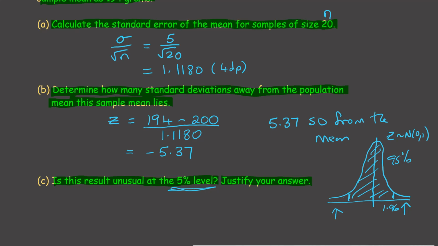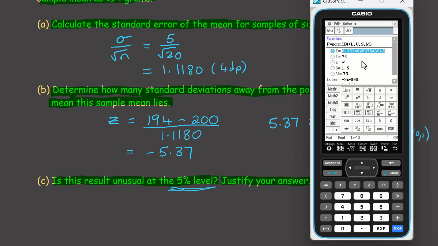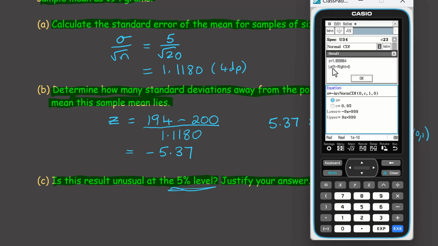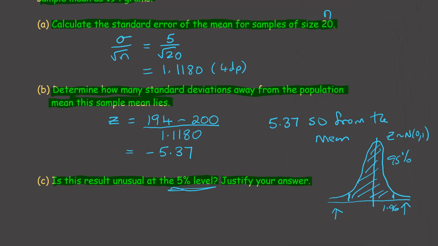So the way I usually like to do these is again in the e-activities here. We've got a z-score for confidence level. And if we do a 0.95 here, solve for Z, and there you go, there's your 1.9599, so that's your 1.96 just there. So we can see that 5.37 would be over here.